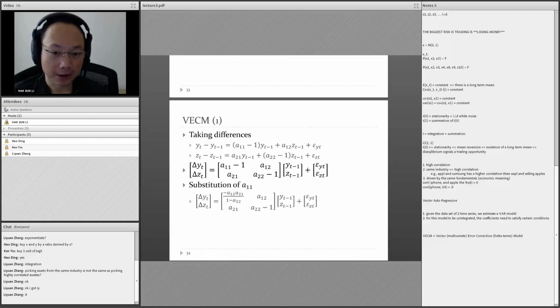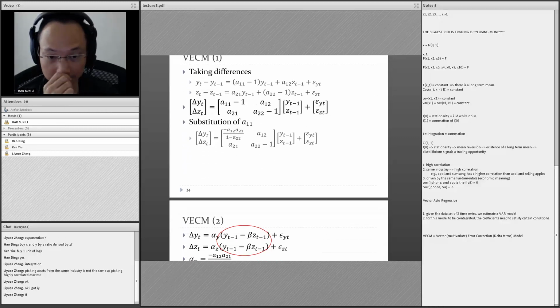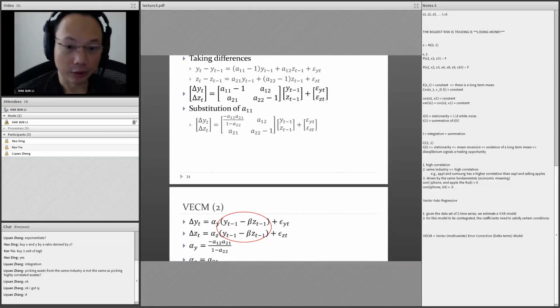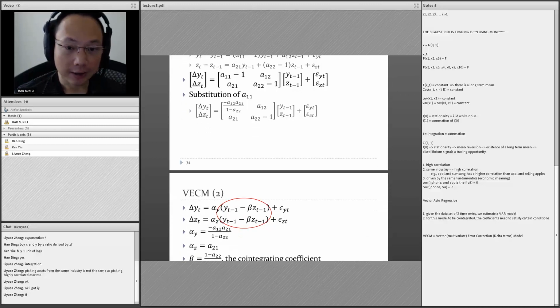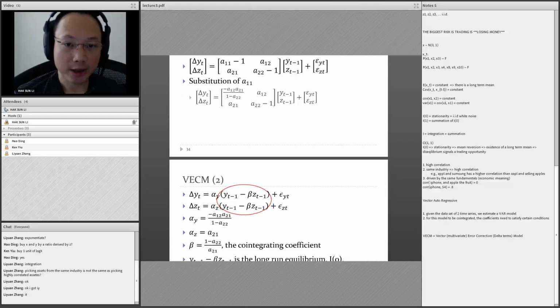So how do we get from here to here? That's where we go. Basically, if we treat this as alpha, then we can compute the beta. So basically, we can do something like this.